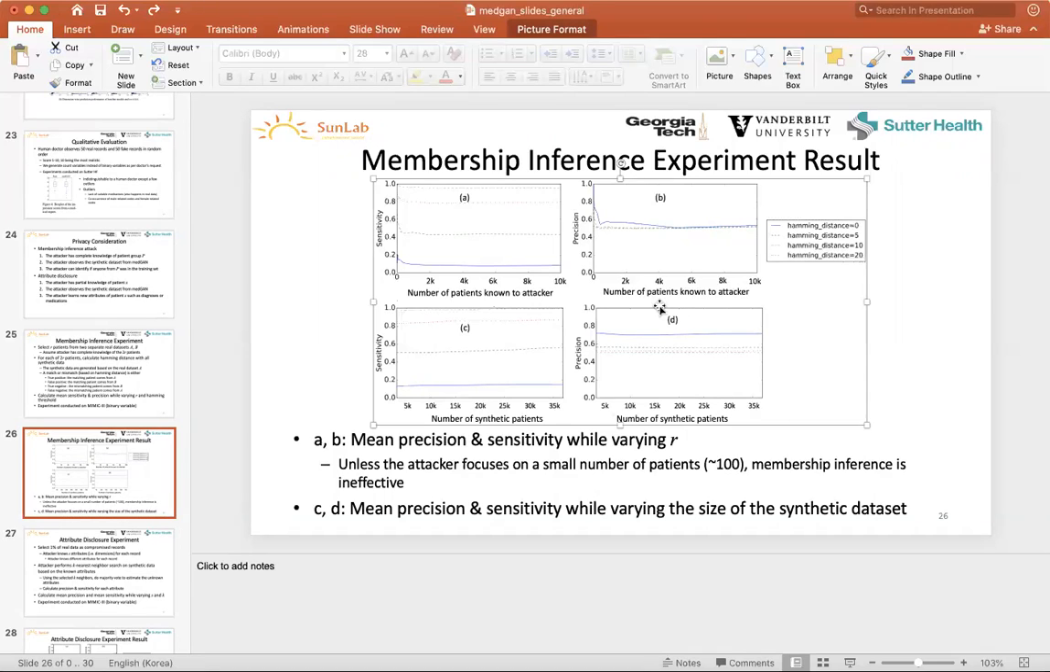Just look at this line here, or any line basically. The more synthetic patients that we generate, like 5,000 synthetic ones, 10,000 synthetic patients, all the way to like 35,000 synthetic patients, the precision, the success probability of the attacker doing membership inference doesn't really change. So that means that at least MedGAN is not simply copying from the real data.